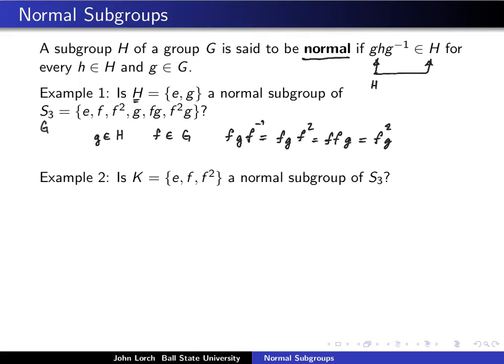Now I want to look back and see whether that lives within H. And it does not live in H. So I took my element in H, I conjugated it by something in the group, and I wound up with something that was not in H. And that means that H is not normal in G.